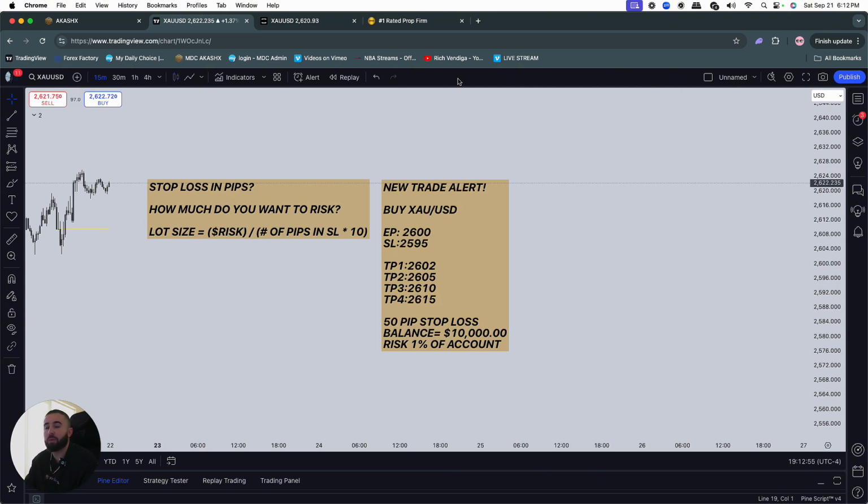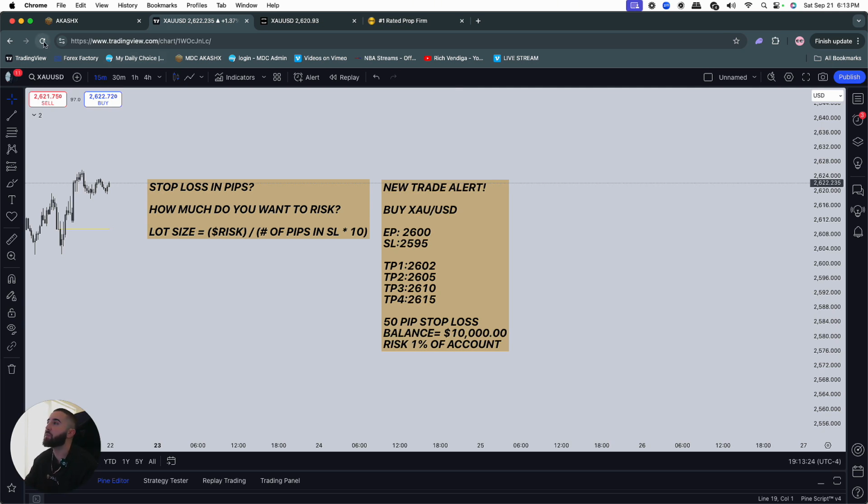Now, we're going to go a little bit more in depth on trading plans and how to scale your capital. But for this simple explanation of risk management, we're going to look at a formula, which is how to calculate your lot size, which is going to be how much money do you want to risk divided by the number of pips in our stop loss times 10. Now, you don't have to use this formula. You can refer to a couple of other resources that can help you calculate your lot size for you.